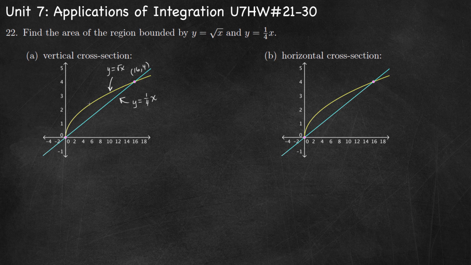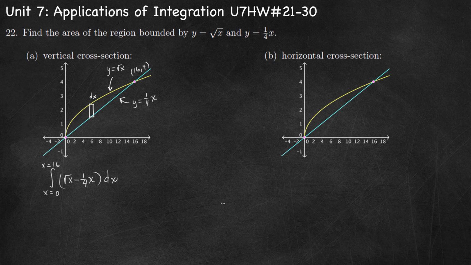So for a vertical cross section, we draw a vertical reference rectangle. That makes this a dx problem. When we set up our integral, we need x coordinates for our lower and upper limits of integration. So we're going to use the x coordinates of our points of intersection. We're going to integrate from 0 to 16. The width of my rectangle is dx. The height of my rectangle I'm going to get by doing top minus bottom, so square root of x minus 1/4 x times dx.